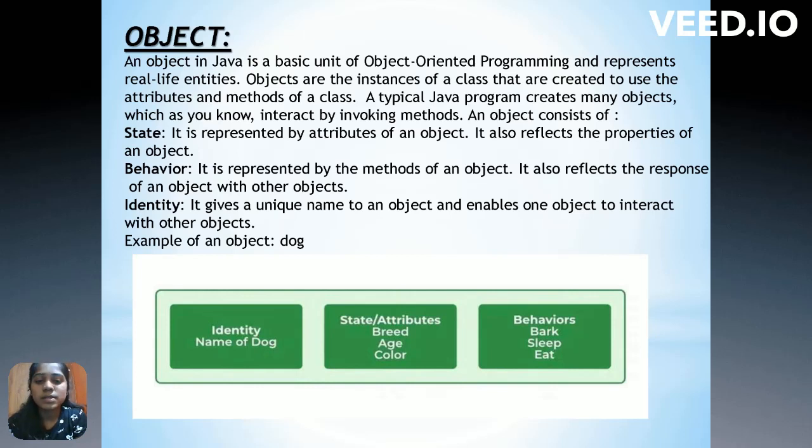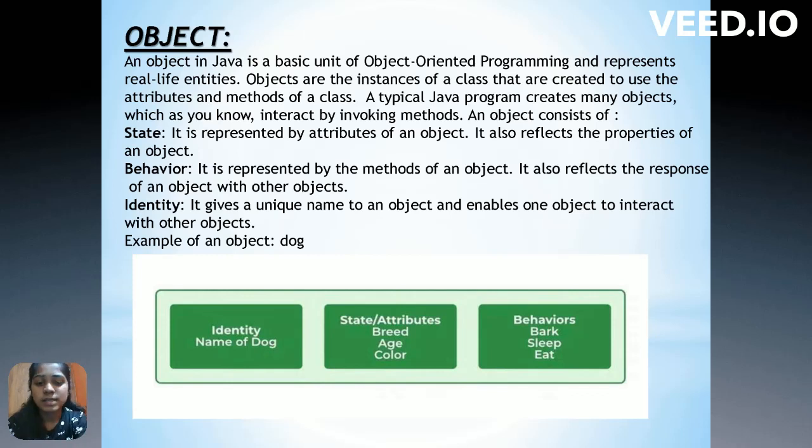An object consists of a state. It is represented by the attributes of an object. It also reflects the properties of an object. Then the behavior, which is represented by the methods of an object. It also reflects the response of an object to other objects. Then it consists of an identity. It gives a unique name to an object and enables one object to interact with other objects.